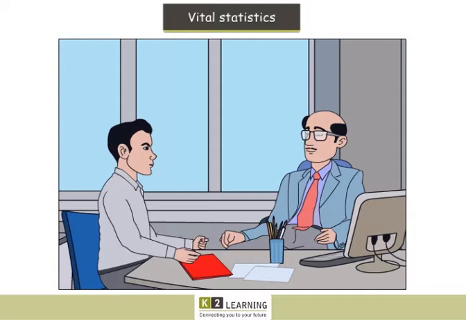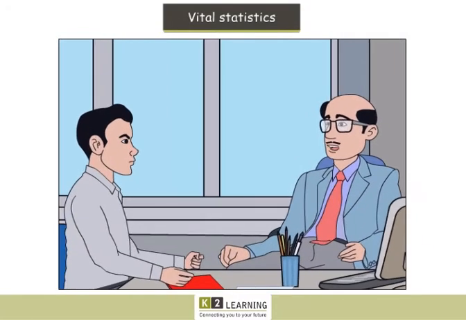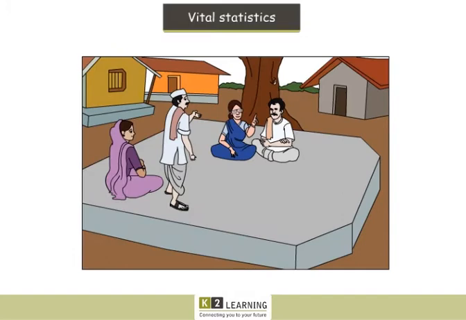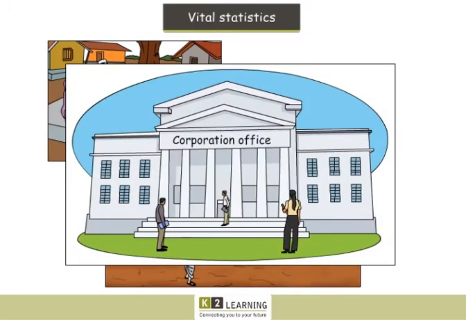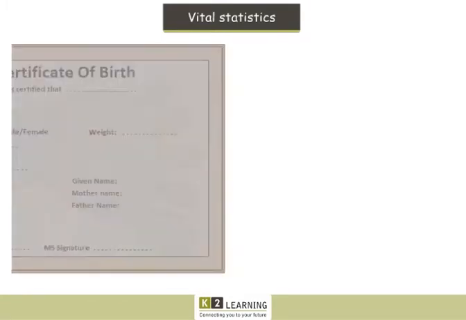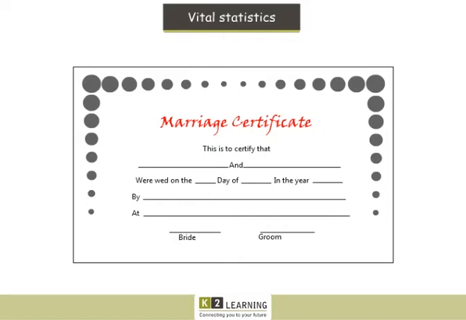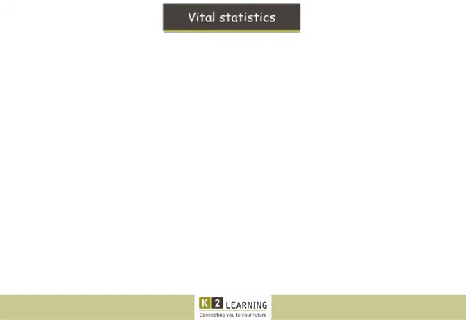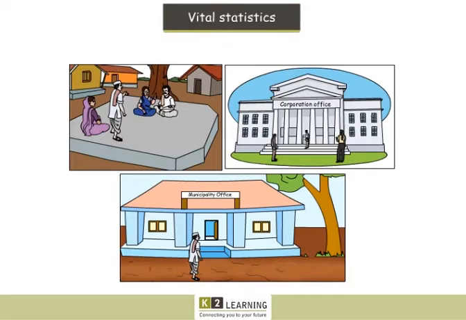Is there a particular method to collect the data? Yes, there are two methods of collecting the vital statistics. Have you seen people approaching the Gram Panchayats, municipalities, corporation offices, etc. to get their newborn baby's birth certificate, newlywed couples register to get a marriage certificate, a few other people in need of a death certificate to claim their deceased parents' or relatives' insurance or other documents? These are the offices where the statistical data can be accurately collected.